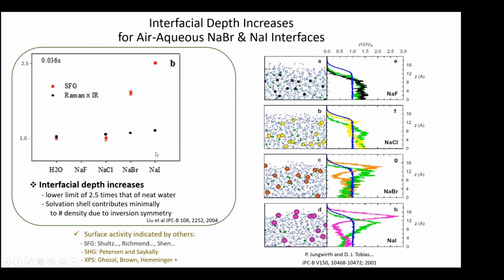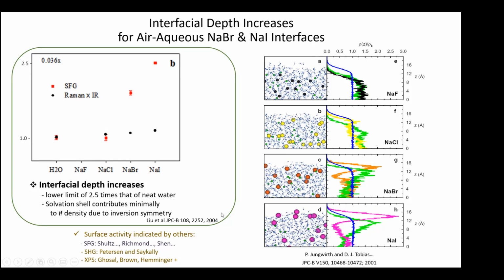So if you look at iodide right here and normalize to 1, this is a little bit larger than 1 for the sum frequency. For the sum frequency, it's 2.5 times larger in area than the Raman times IR. So essentially what that's saying is that the interface is 2.5 times thicker for this concentration of iodide solution. So there's something going on with structure in the interface.